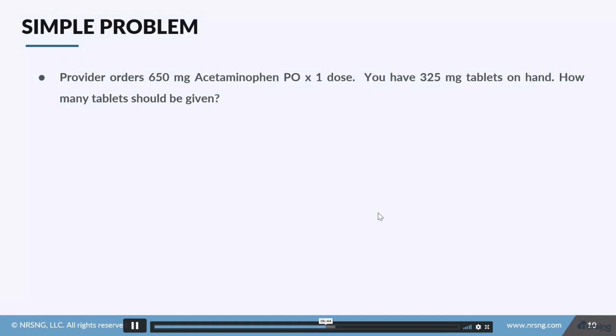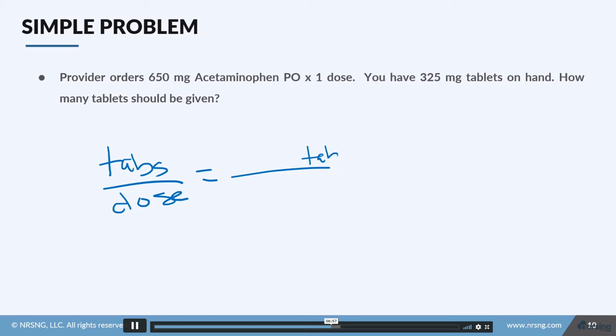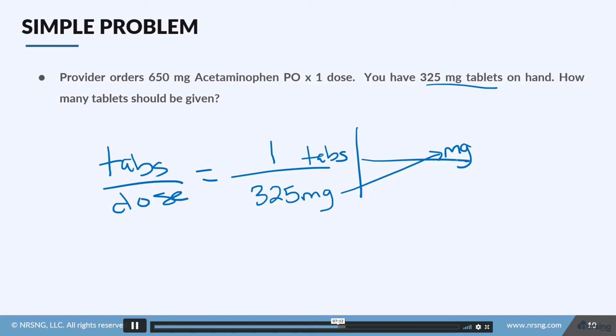All right, start with what you're looking for. What we're looking for is tablets per dose. Now, you'll see why I add the per dose part here in a second. Then we transfer our units across, so tabs. Now, what do we know about tabs? Well, we know that 1 tab is 325 milligrams, right? Great. Now we transfer units up again, milligrams. What else do we know about milligrams? Well, we already used this one, so we're going to use this one. 650 milligrams in 1 dose.